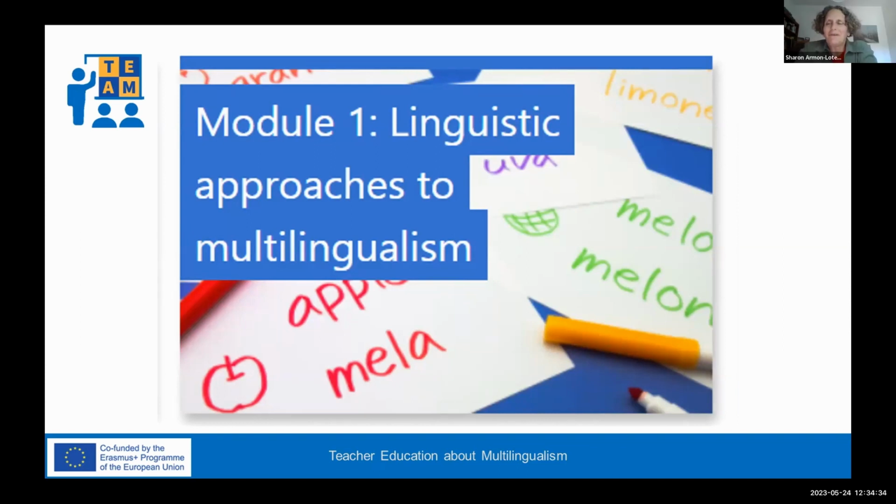Hi. So I'll be telling you a little bit about the first module, Linguistic Approaches to Multilingualism, which I've been part of the team that was leading it together with Theo Marini and a couple of other researchers who contributed a lot. Okay, next slide.